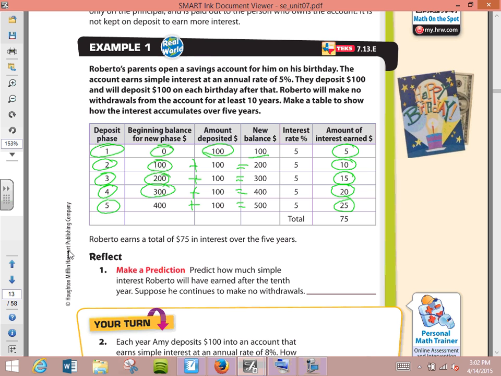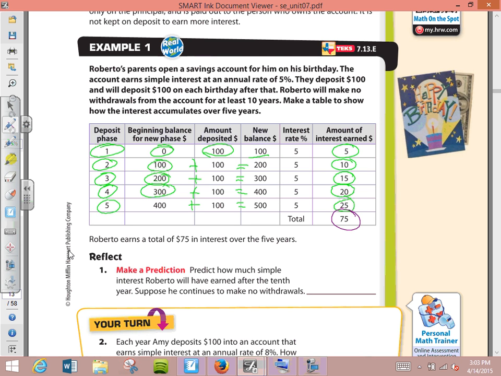So basically each year it increased by the same amount because you're adding the same amount every year. You're adding $100 every year, and the interest rate is the same every year. So you end up earning a total of $75 in just interest because you add all of them up. That's just interest.